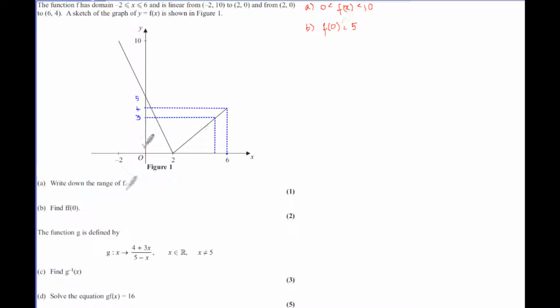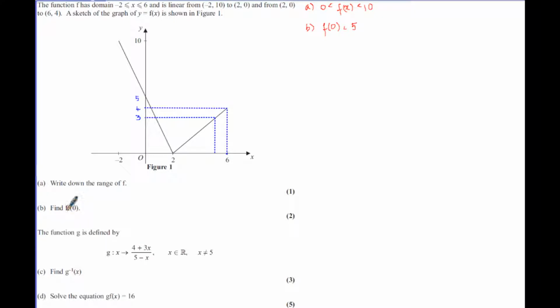I've done the first one for you. The range of f: how high does this function go, which is some kind of mod graph, it's a linear there and a different linear here, what's its range of values? Well, it goes from 0, look, when x is 2, up to 10 when x is minus 2. So the range is 0 is less than or equal to f of x is less than or equal to 10. Easy. Giveaway mark.